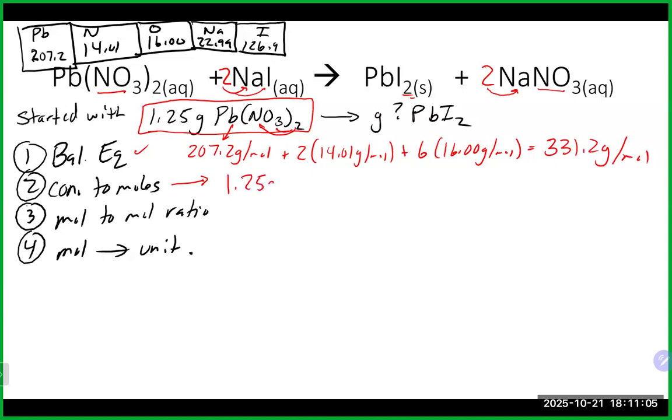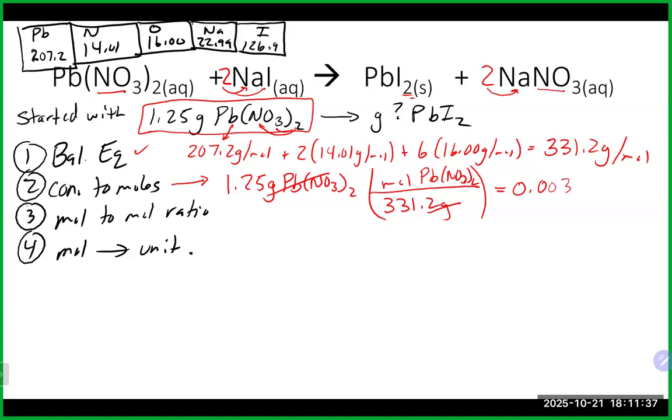So 1.25 grams of our lead 2 nitrate. Taking a dimensional analysis approach, we're going to end up with 331.2 grams on the bottom, moles on the top. Remember, opposites cancel. That's going to cancel out our grams and leave us with moles, which is what we're looking for. Dividing by 331.2 gives us 0.00377 moles of our lead 2 nitrate here. Any questions on that so far?